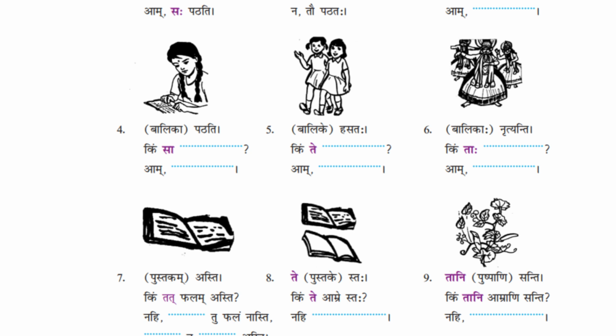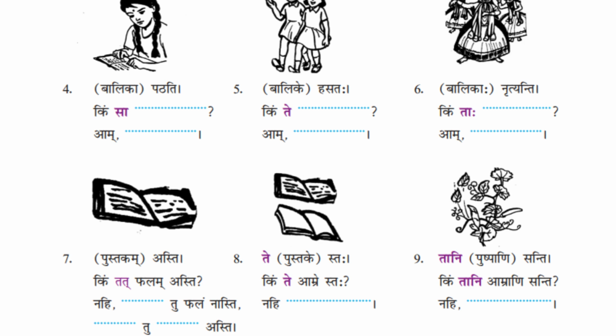Balikaha nrityanti. All girls are dancing. Kim taha nrityanti? Are they all dancing? Taha nrityanti. So, like ekavachanam, dvivachanam and bahuvachanam form in strilingam, balika, balike, balikaha. She, those two and they are in strilingam is sa, te, taha respectively. And it is repeated in napumsakalingam also.